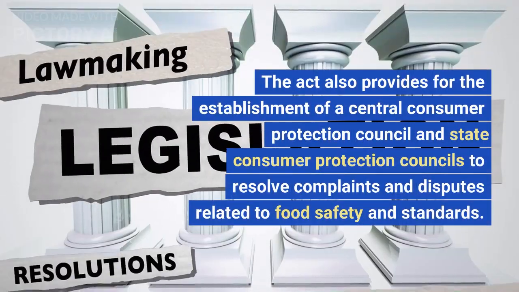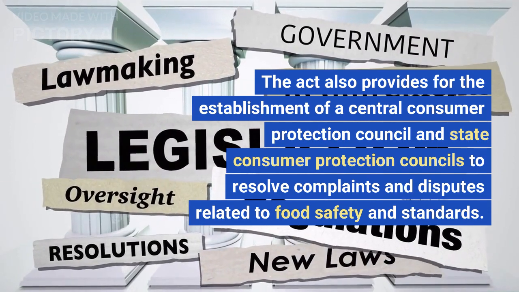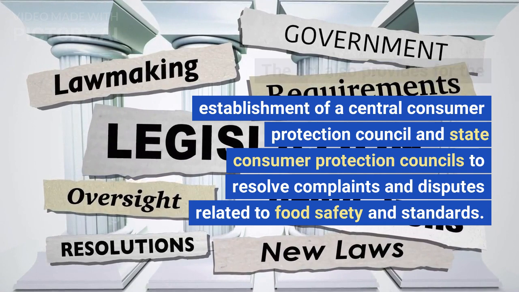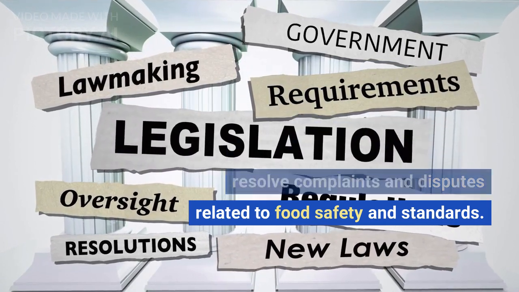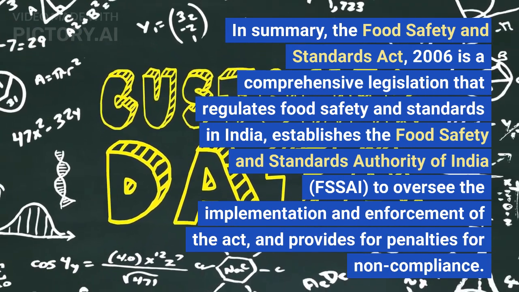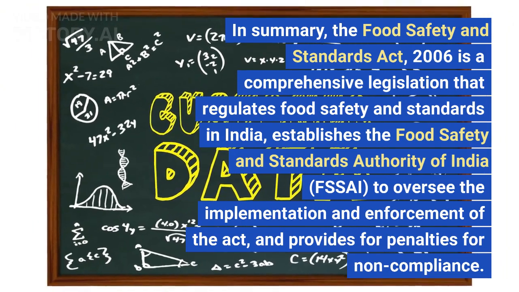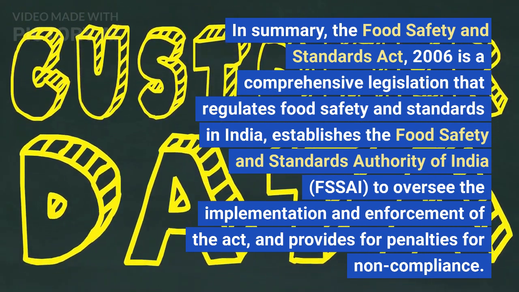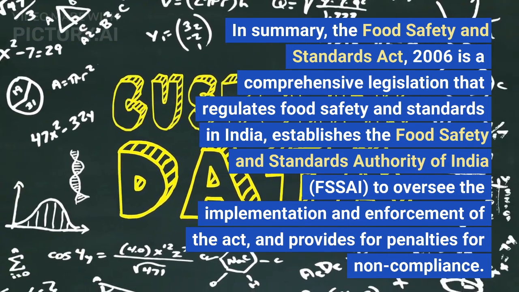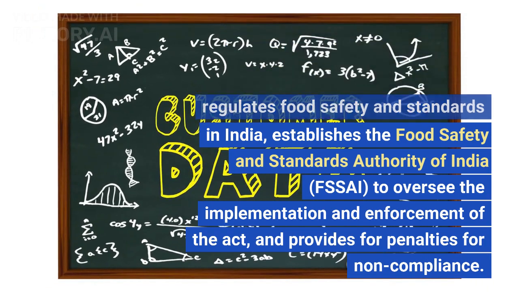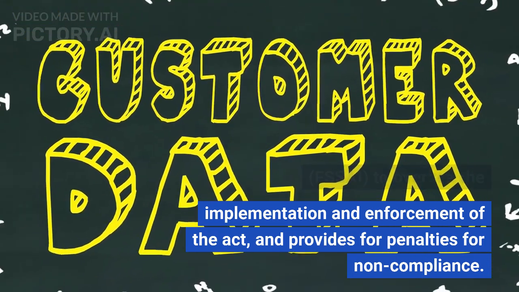The Act also provides for the establishment of a Central Consumer Protection Council and State Consumer Protection Councils to resolve complaints and disputes related to food safety and standards. In summary, the Food Safety and Standards Act, 2006 is a comprehensive legislation that regulates food safety and standards in India, establishes the Food Safety and Standards Authority of India, FSSAI, to oversee the implementation and enforcement of the Act, and provides for penalties for non-compliance.